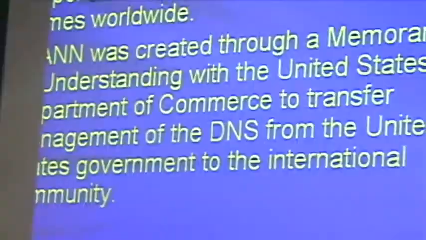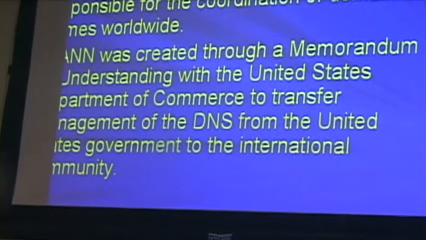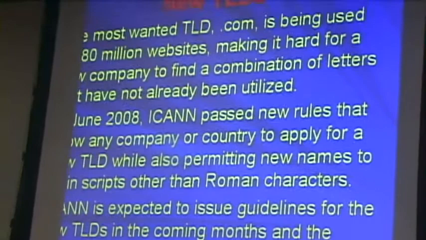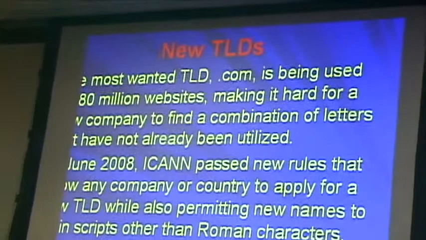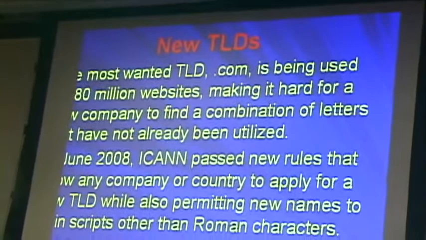ICANN was created through a memorandum of understanding with the United States Department of Commerce to transfer management of the DNS from the United States government to the international community. There are now new TLDs. The most wanted TLD, .com, which we're all very familiar with, is being used by 80 million websites, making it hard for a new company to find a combination of letters that have not already been utilized.